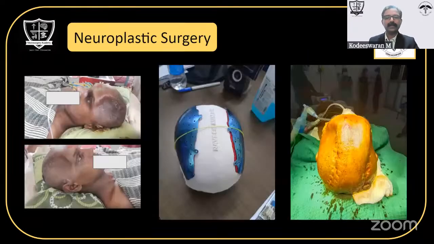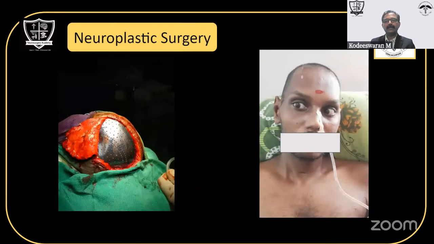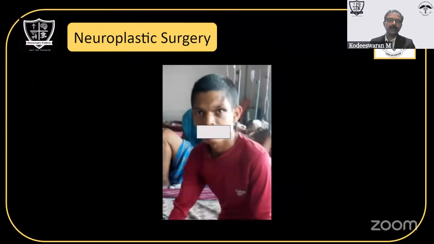He had a bilateral frontotemporoparietal defect with a very bad cosmetic appearance, and his patient-specific implant was printed. This is the patient after completion of the procedure. He had a very good cosmetic outcome.